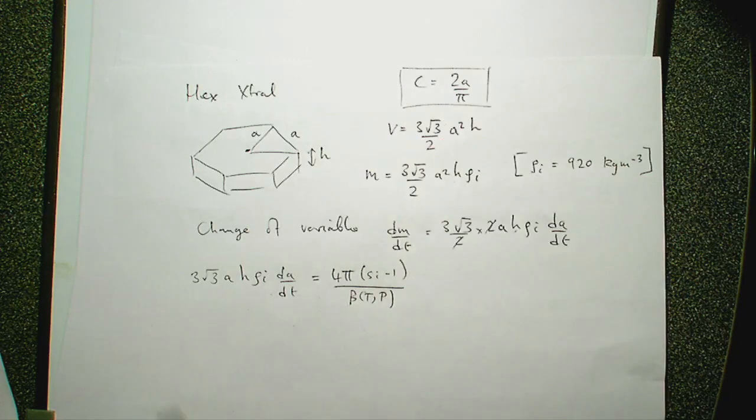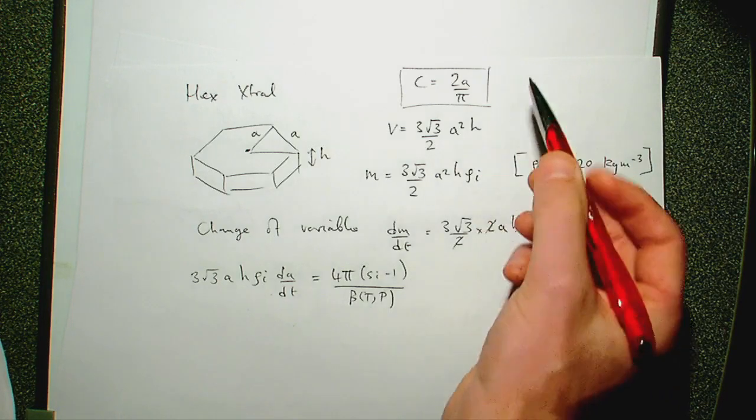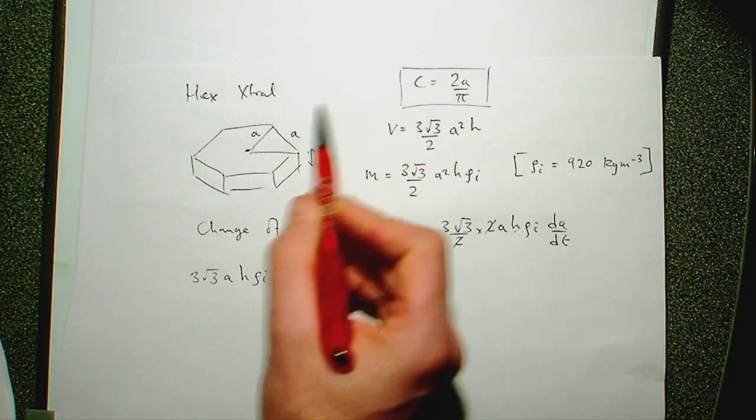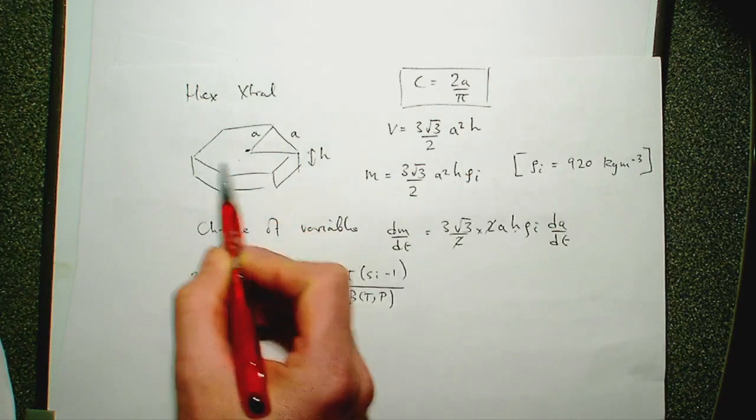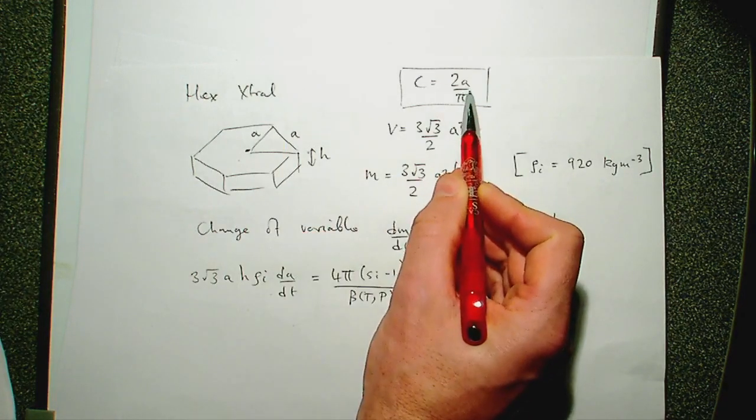So you can work out capacitance a number of ways. You can work it out by solving Laplace's equation. You can work it out by charging a conductor and measuring the potential of that conductor. I guess you've all done that in electrostatics lab, no? Maybe. But it works out, take it from me, that the capacitance of this hexagonal crystal is 2A divided by pi.